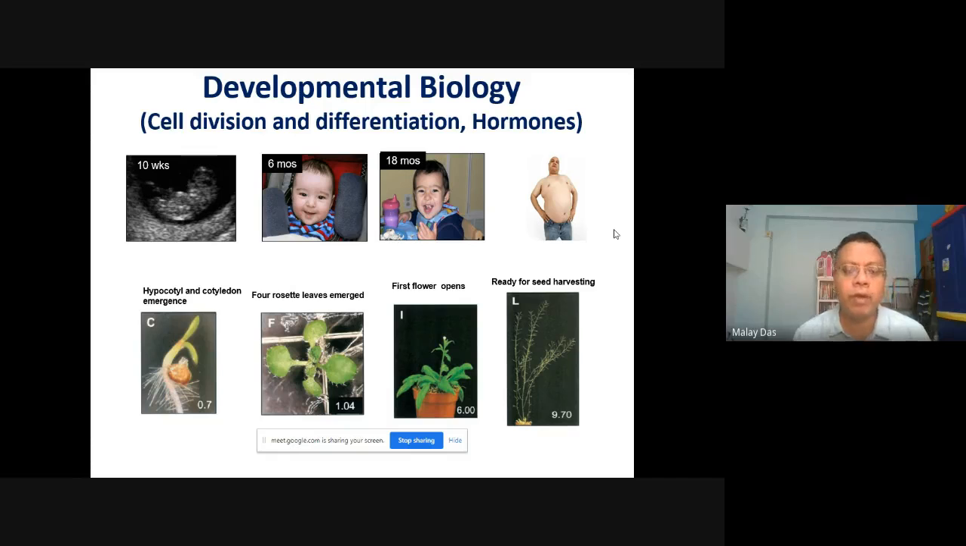Now, if you think about the development of an organism, there are a few biological factors that basically control the growth of an organism from a very early growth stage to a mature stage. Some of the important characteristic features include cell division, differentiation, and the role of important hormones. All these processes act in a coordinated manner to control the development of an organism, and that works for both animals as well as plants.